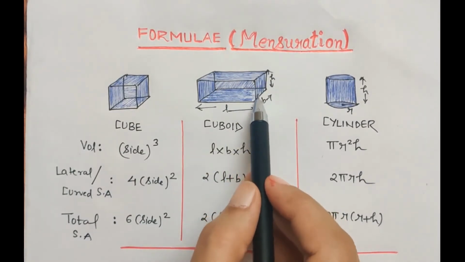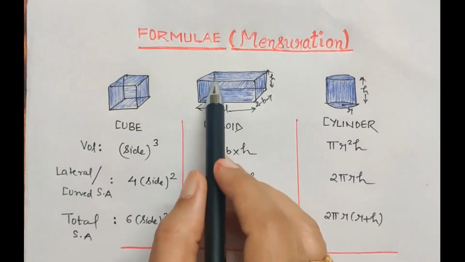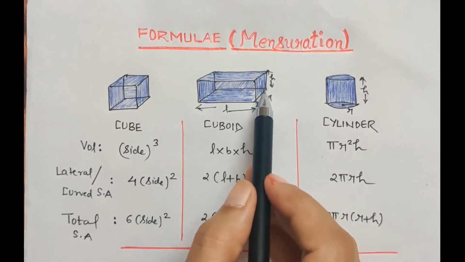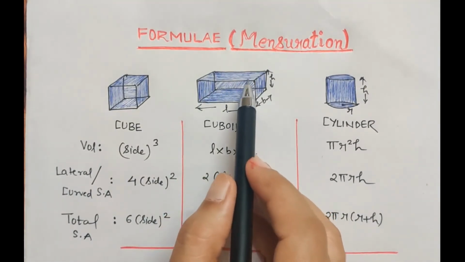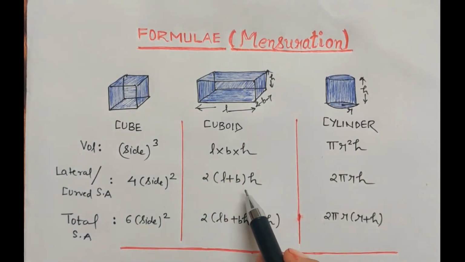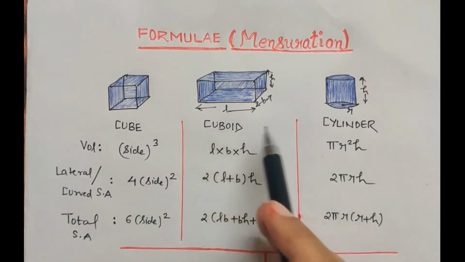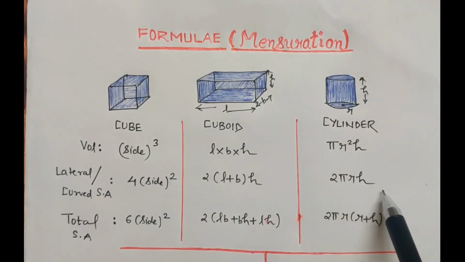Then the area of this rectangular piece is breadth into height. Then the area of this is again length into height. And then the area of this rectangle. When all these areas of the surfaces are added, we get twice of (L plus B) into H, which gives the lateral surface area of a cuboid. Now lateral curved surface area of a cylinder is 2 pi r h.